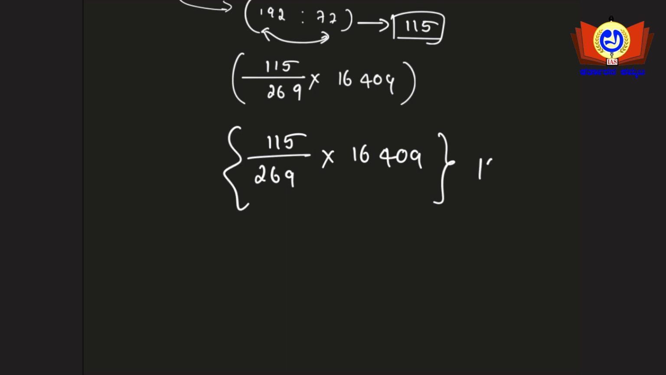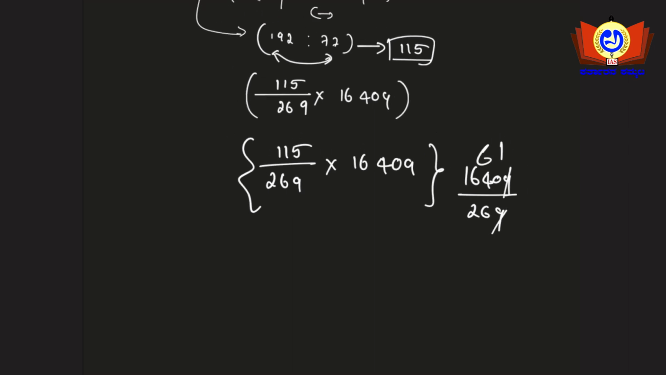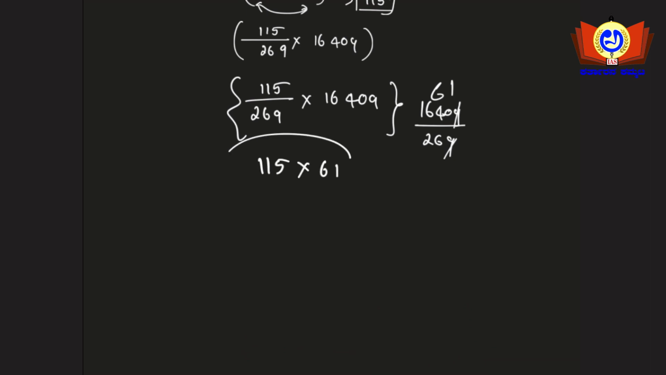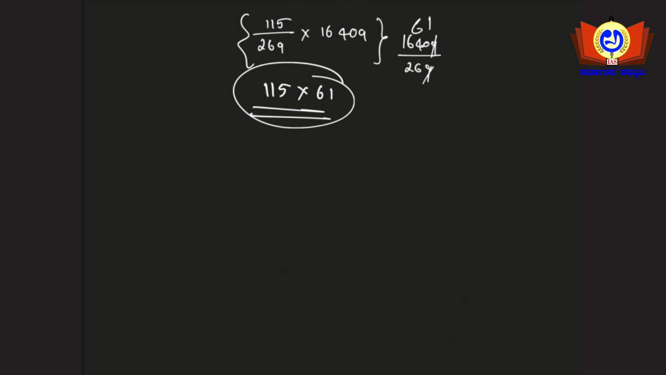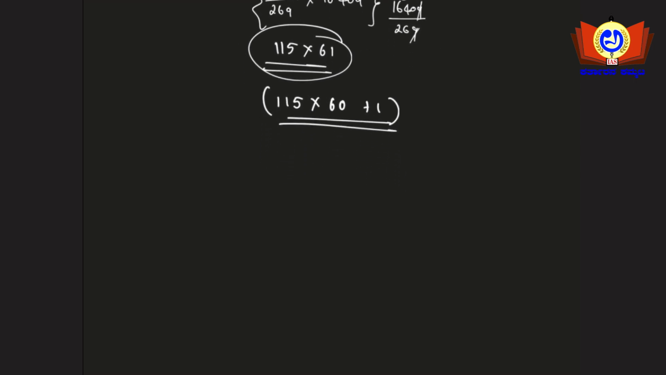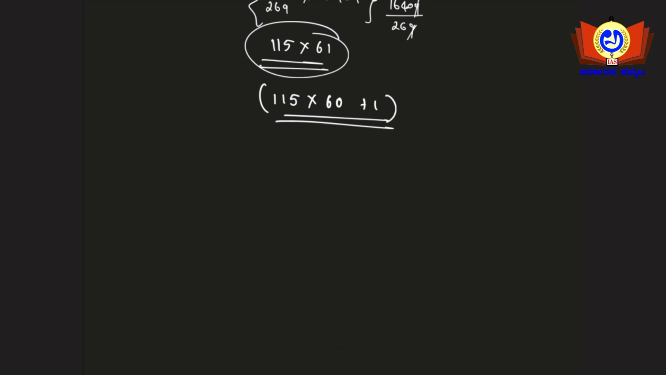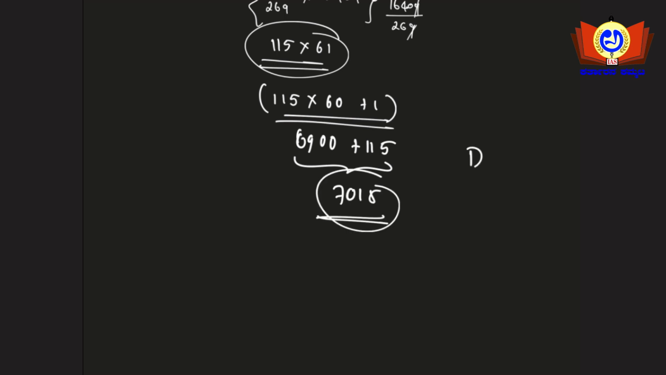16409 upon 269 will be 61. So 115 into 61 will be the answer here. See, again this is a bigger number, 115 into 61. In the previous question I told you, 115 into 60 plus 1, yes or no? So 115 into 6, I can do in an easy method: 6 fives are 30, 6 ones are 6 plus 3, so 69 00 plus 115, 7015 is the answer. Option D is the right answer here.